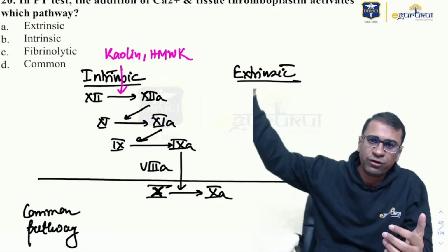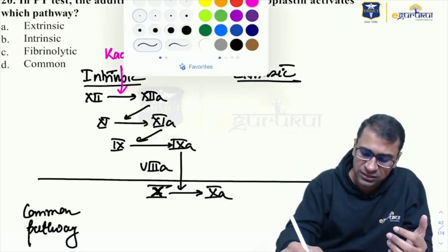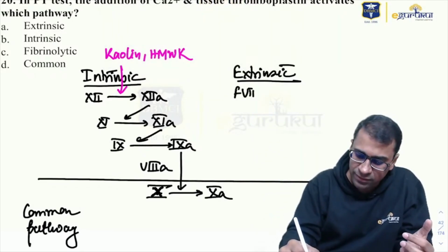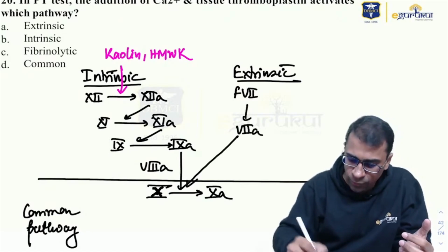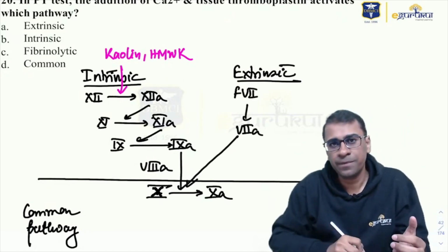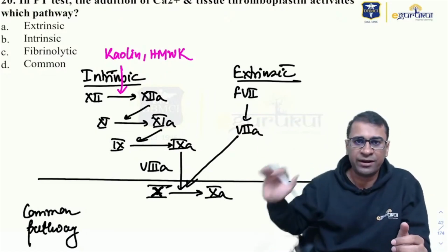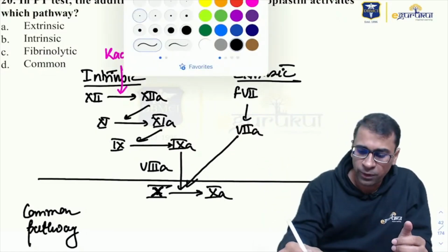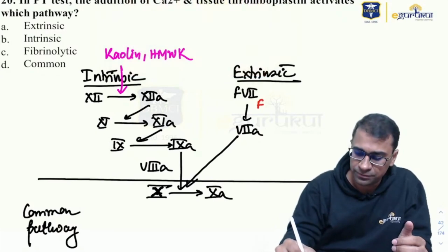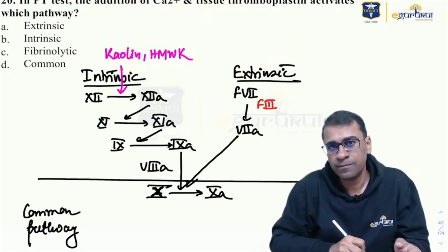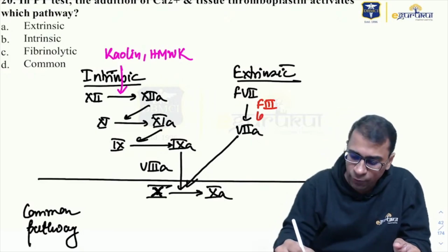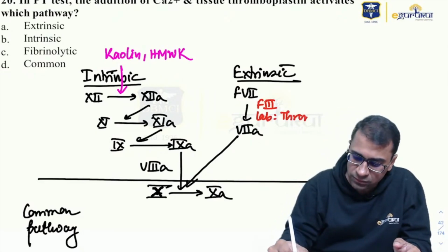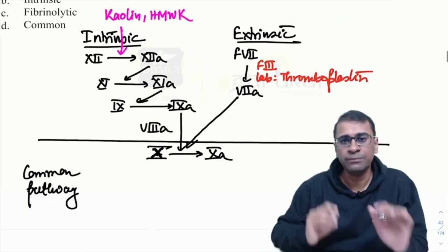In the extrinsic pathway, what happens? Factor 7 converts to 7A. And this again converts 10 to 10A. Remember? 7 to 7A and 10 to 10A. This conversion is brought about by tissue factor, factor 3, called tissue factor. Also in the lab it is called thromboplastin. Thromboplastin is the name.